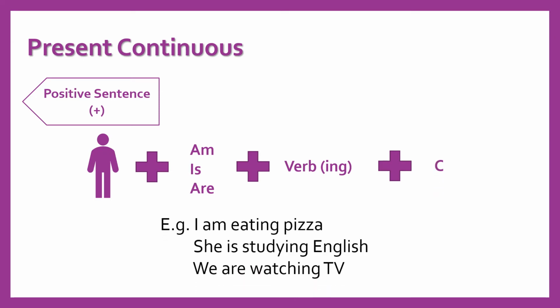So, for example, I'm going to say, I am eating pizza. Yo estoy comiendo pizza. She is studying English. Ella está estudiando inglés. We are watching TV. Nosotros, nosotras estamos viendo televisión.